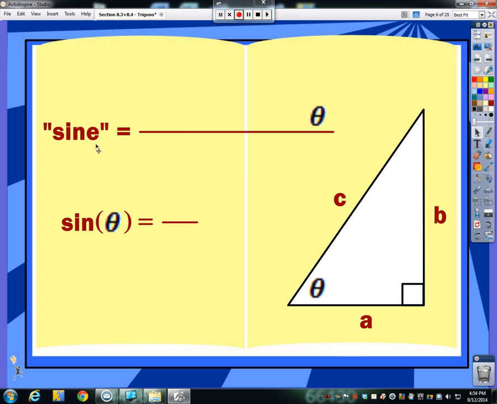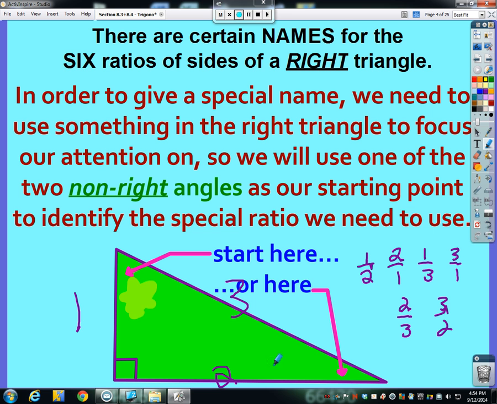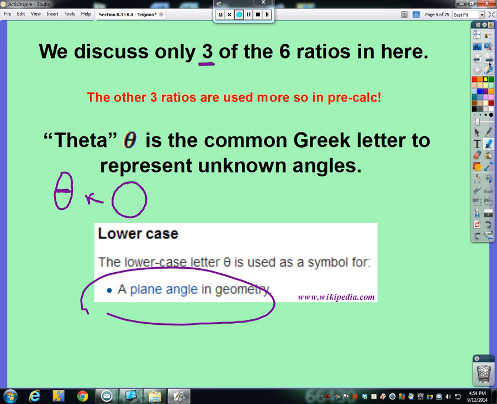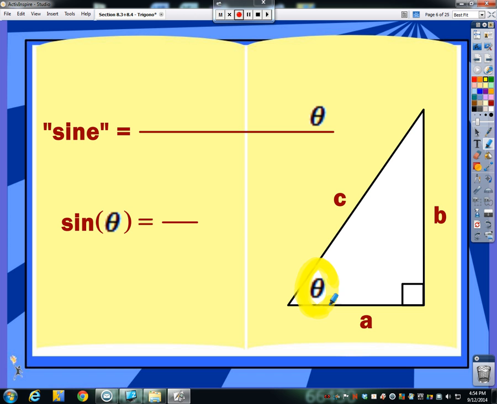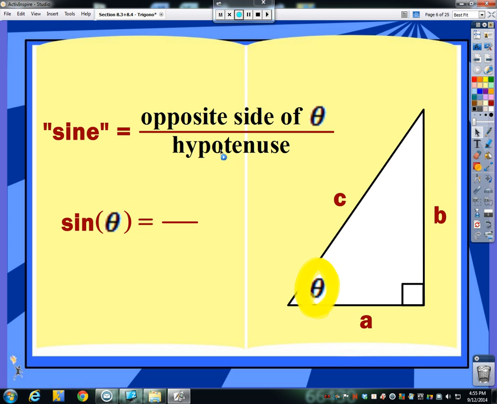But the definition of sine, and this is a ratio, and we're going to use our theta angle. Remember, I told you earlier, we're going to have to use one of the two non-right angles as kind of our starting point. Okay, so we're going to start with one of these two angles. So in this particular example, I'm saying, let's pick this angle down here. This is our starting off point for how we're going to be able to name our three sides. So the definition of sine is the numerator represents the opposite side of theta, and the denominator is the hypotenuse. So sine is always the opposite over hypotenuse.